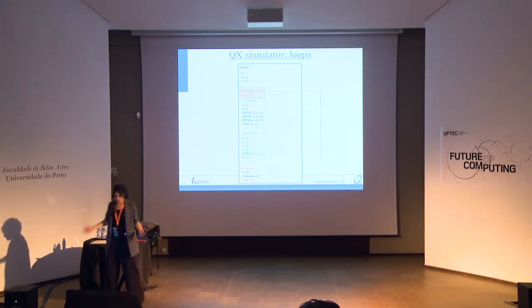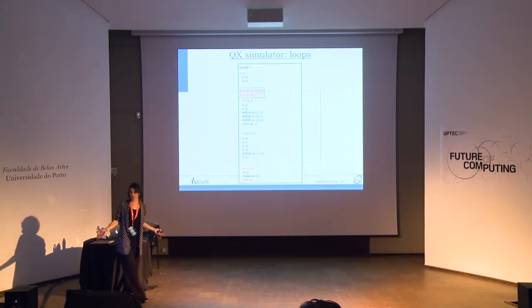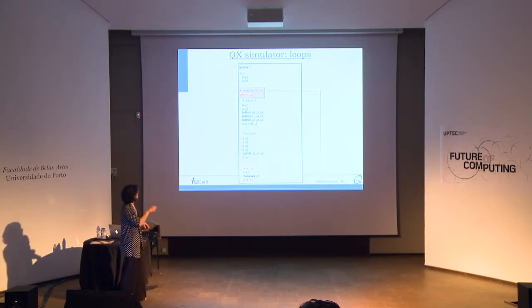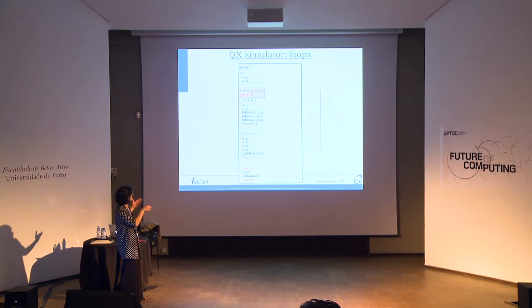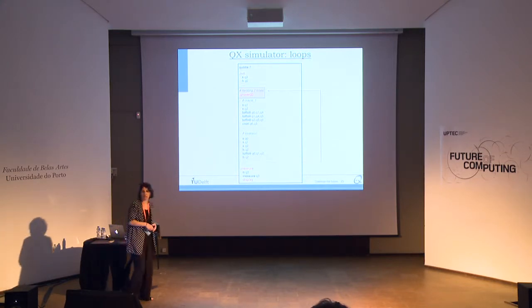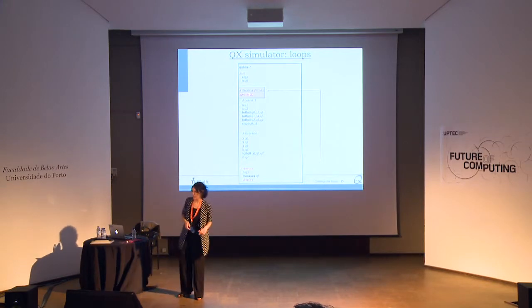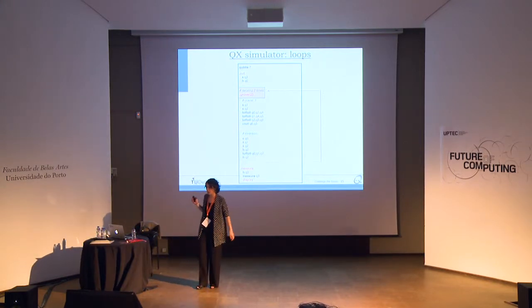We can also have loops or iterations. For example, here I define a subcircuit Grover that is composed of all these gates, and I can iterate or repeat it 2 times. So I can also define that in the QX simulator.